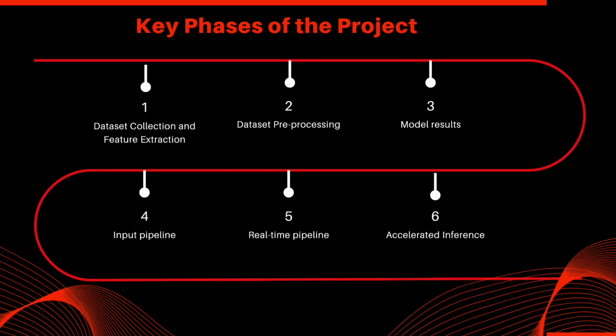Now, I'll provide a concise overview of each key phase in my project. We will touch on the major milestones: dataset collection and feature extraction, dataset pre-processing, model results, input pipeline, real-time pipeline, and accelerated inferencing. I'll give you a bird's eye view of the entire process without getting bogged down in the details. Let's start with dataset collection and feature extraction.